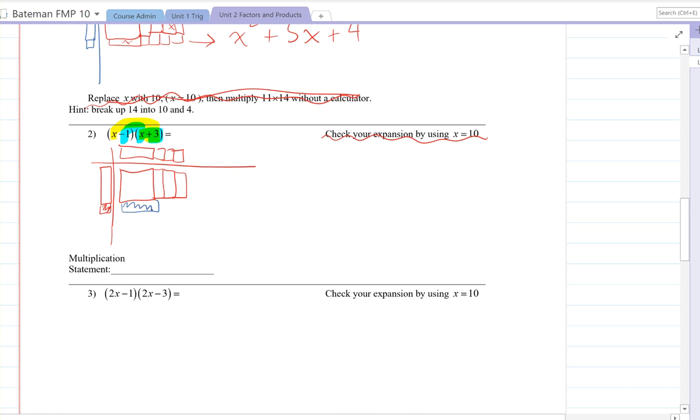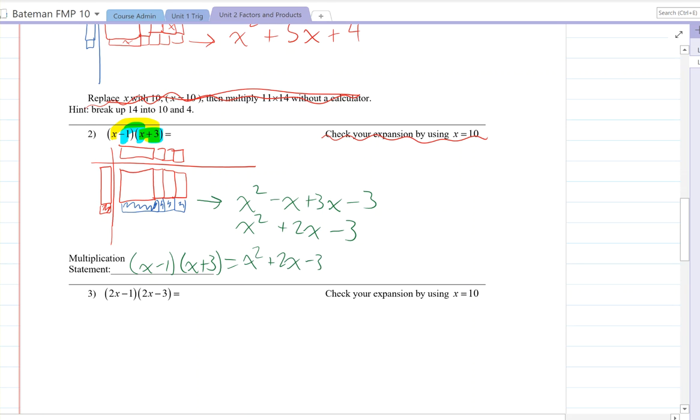Just to show you the two different multiplications there, and those should all be shaded. I use different colors. So we have the red and the blue. And what do we have all together there? We have x squared, then we have a minus x, and we have a plus 3x, and then we have a minus 3. So altogether, when you combine your middle terms, we get x squared plus 2x minus 3. So that's our multiplication statement. x minus 1 times x plus 3 equals x squared plus 2x minus 3.